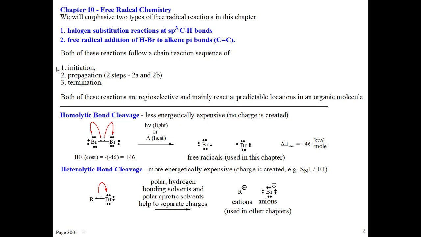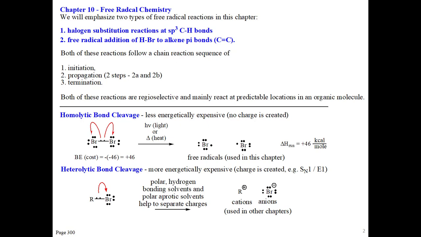Both of these reactions go by a three-step sequence. It starts off with what we call initiation. So we'll begin it by input of energy. We'll always use light, but also heat is possible. And then we'll look at a sequence of two steps called propagation. So these will go on and on and on, sort of a chain reaction that can last for hundreds to thousands of times. So we'll have a 2A and then a 2B and then back to 2A and 2B.